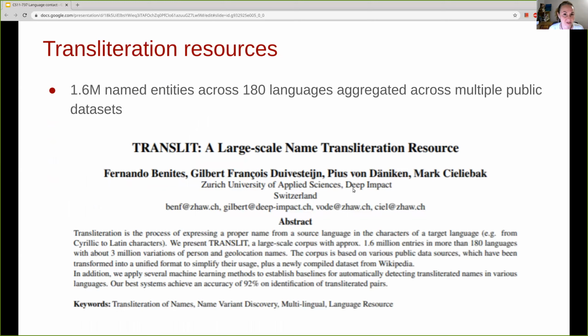In terms of resources, a useful corpus of transliterated named entities was recently published at LREC 2020. It aggregates 1.6 million named entities across 180 languages. And these are aggregated across multiple public data sets, but unlike those data sets, they have a unified representation. This is a very useful data set.